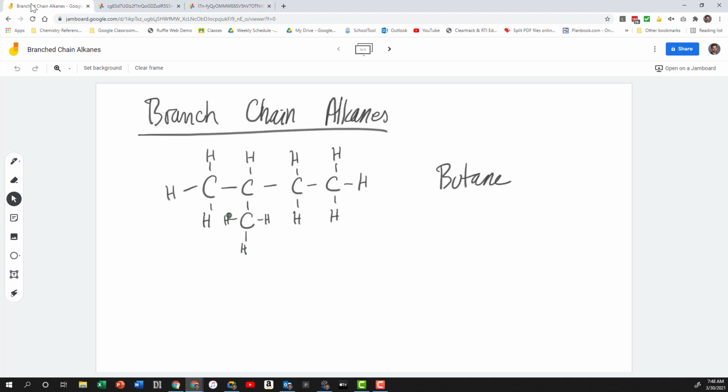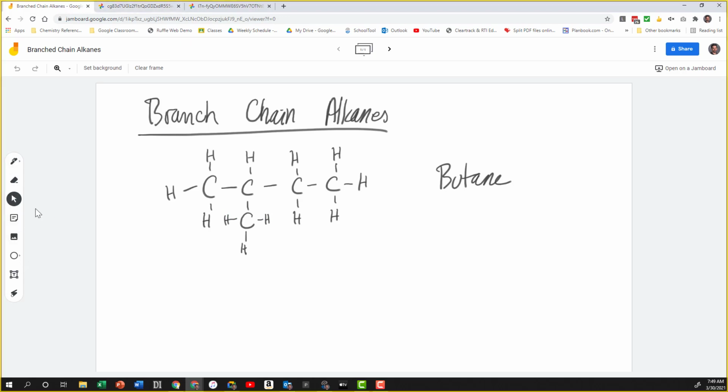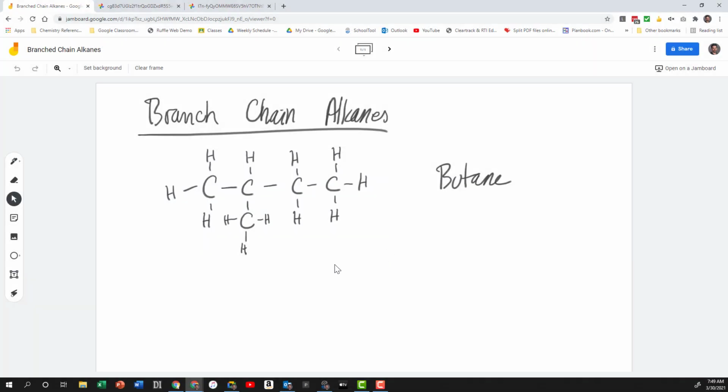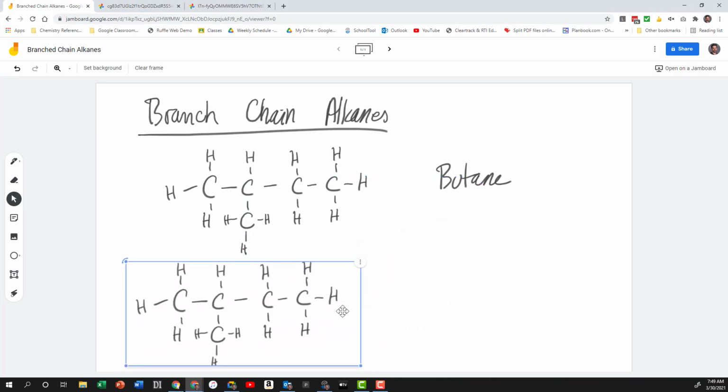Now the name of this one right here, what do we name this guy? I'm going to tell you. This is still a butane. So what we're going to do is I'm going to do this twice. I'm going to show you how to name it in two different ways. And we're going to get the same name, but we'll do it a little differently each time. Okay. So the first step is you want to find out what the longest continuous chain of carbon atoms is.